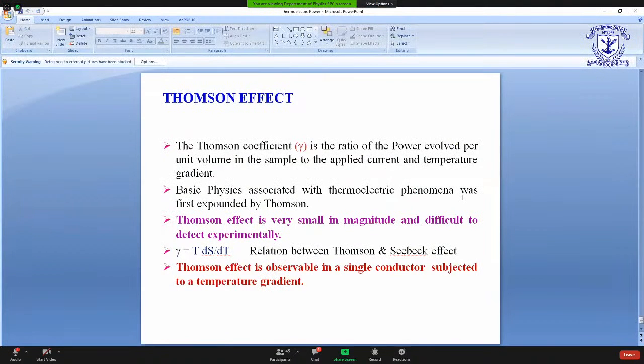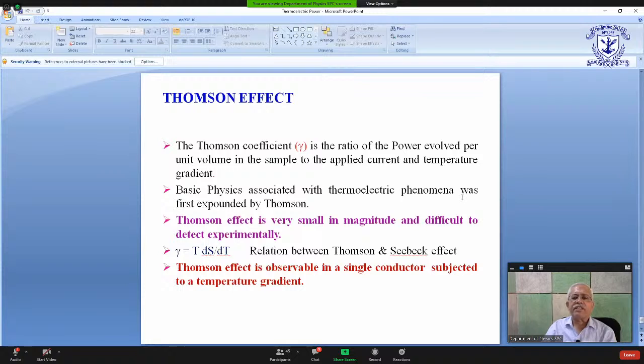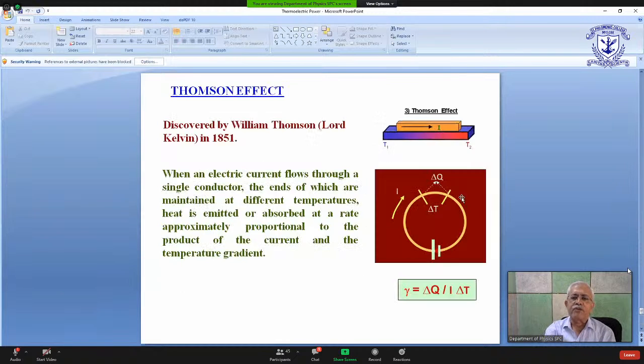The basic physics associated with thermoelectric phenomena was discovered by Thomson. It is seen that the Thomson effect is very small and not easy to determine experimentally. So that is why we often discuss the Seebeck effect and Peltier effect rather than the Thomson effect. So I thought I will just mention it as additional information for you. So I'm done. Thank you very much.